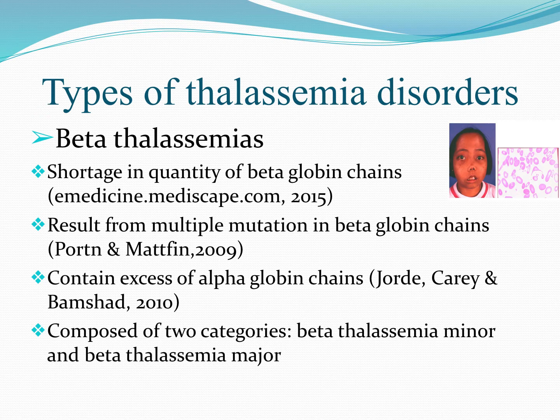Types of thalassemia disorder that exist include beta thalassemia and alpha thalassemia disorders. Beta thalassemia is a shortage in the quantity of beta globin chain. It results from multiple mutations in the beta globin chain. It contains an excess of alpha globin chain, and it is composed of two subcategories as well. These categories are beta thalassemia minor and beta thalassemia major.